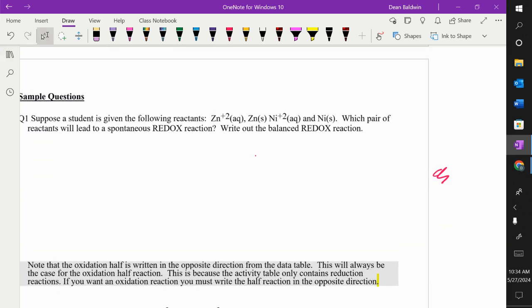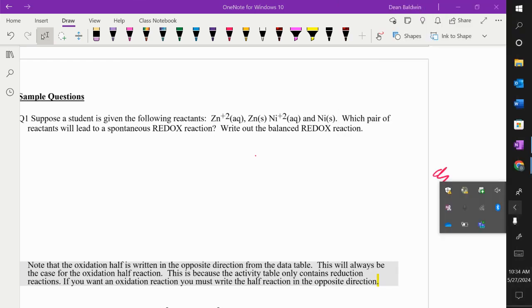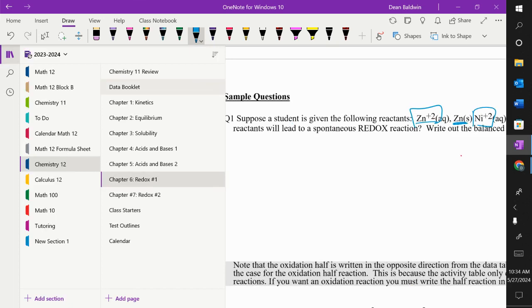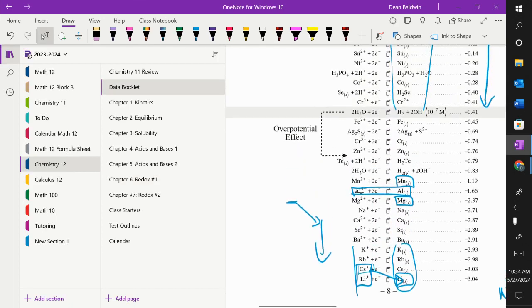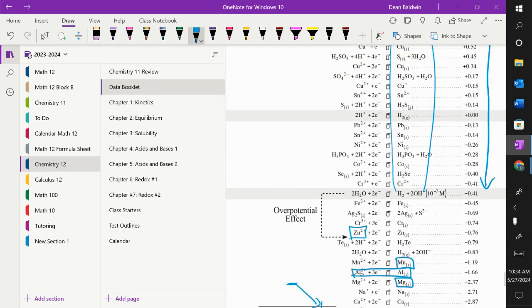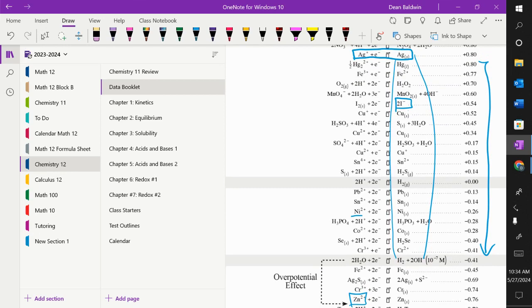So we're given the following: zinc ions and zinc metal, and nickel ions and nickel metal. Which combination of these two will be a spontaneous reaction? Well, let's find the ions, zinc and nickel. Zinc is right there. Nickel, no, there it is right there. There's nickel.